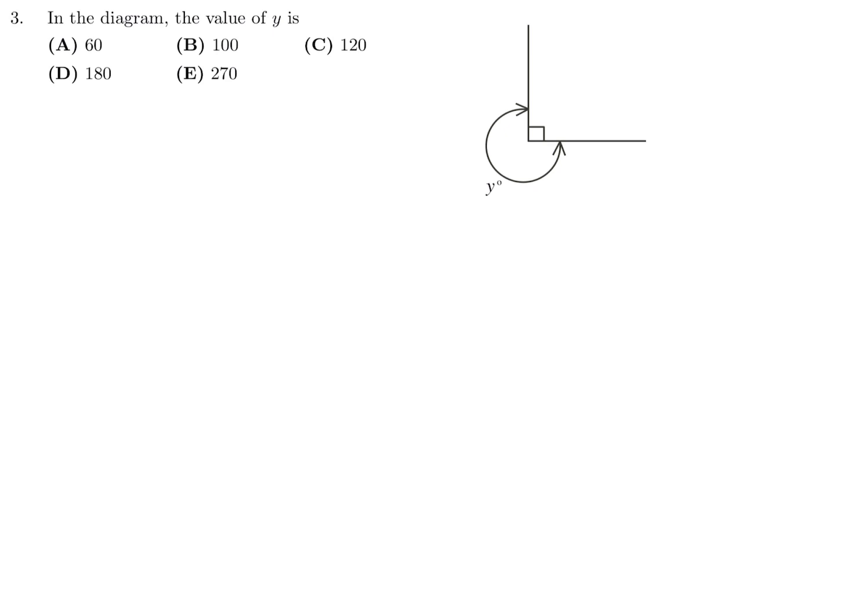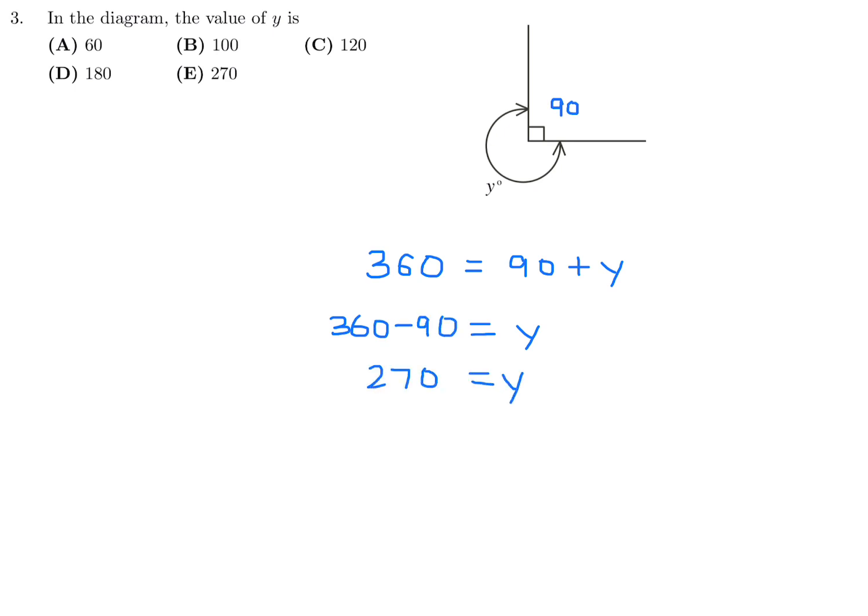In the diagram, the value of y is, the symbol means 90 degrees, and all the way around is 360. But they're not going all the way around, they're just going from there to there. So since all the way around is 360, that must be equivalent to 90 plus y. Therefore, y is 360 minus 90, and that means y is equal to 270 degrees. So number 3, the answer is E.